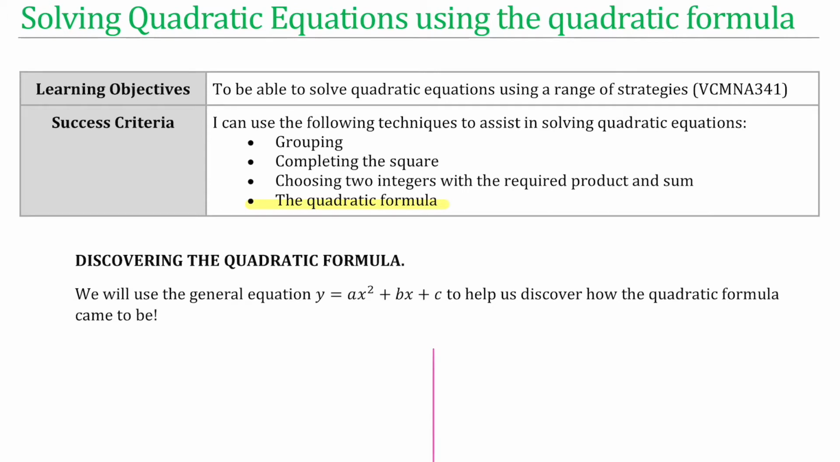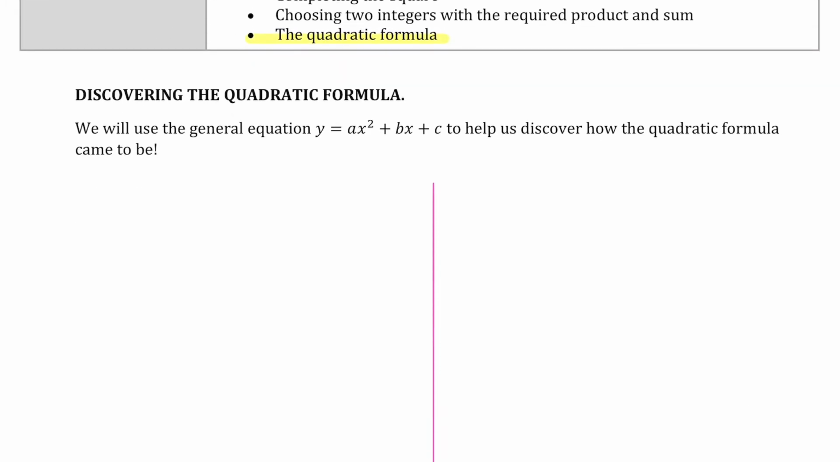So before we go into applying the quadratic formula, I'm going to show you how the quadratic formula came to be. We're going to do this by looking at the general equation for a quadratic, which in this case is y equals ax squared plus bx plus c. This is going to help us discover how the quadratic formula came to be. So I'm going to start by rewriting the general equation and making it equal to 0.